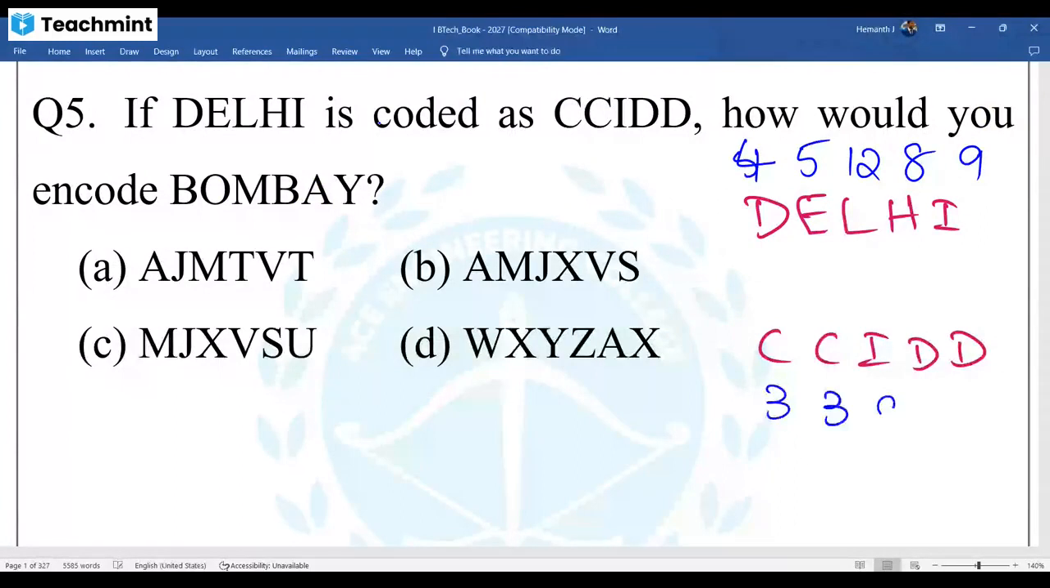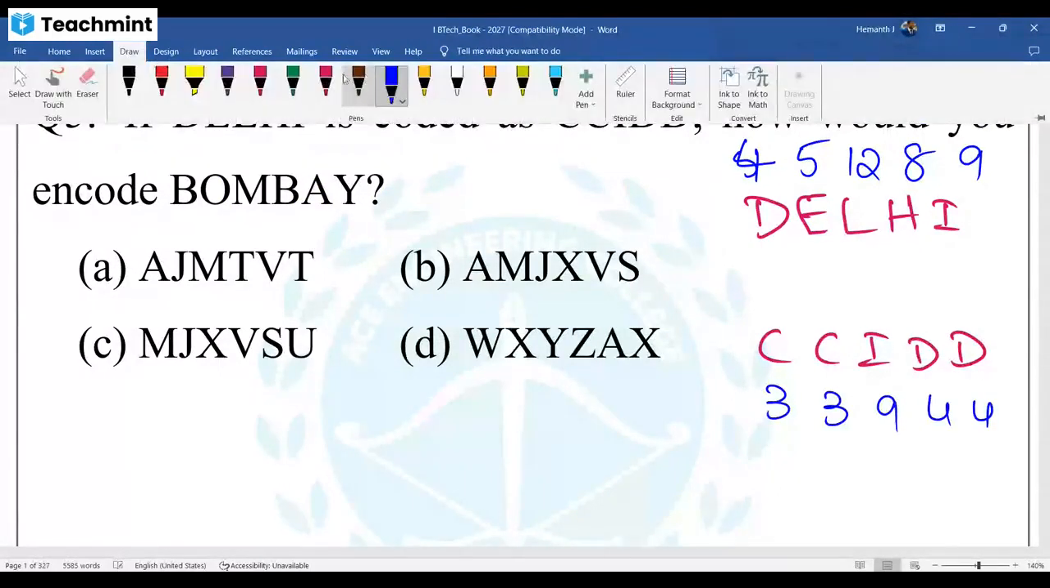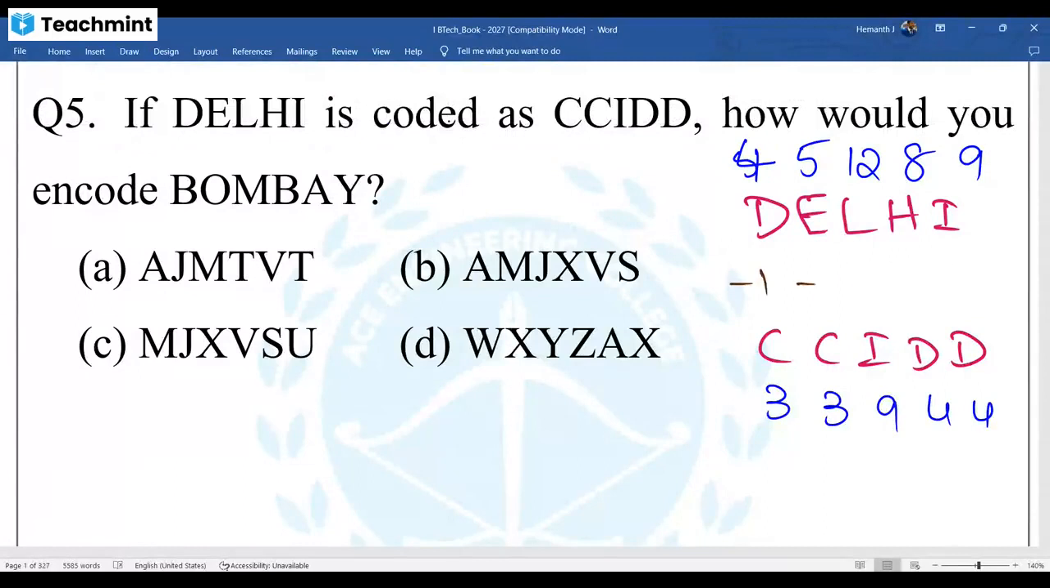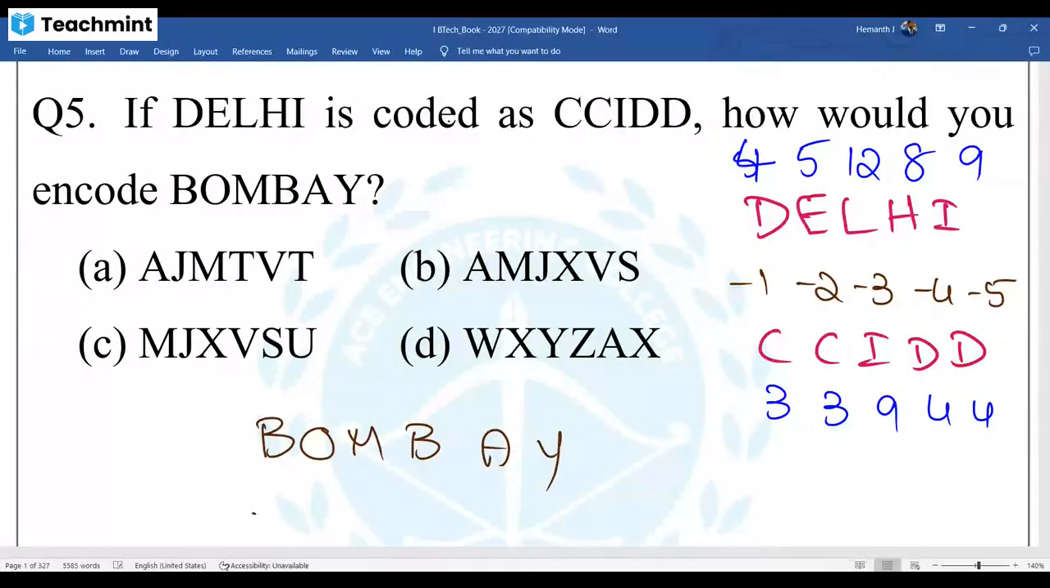If you observe, as many of you have given the logic, it's minus 1, minus 2, minus 3, minus 4, minus 5. Very good. Here D value 4 minus 1 is 3, E value 5 minus 2 is 3, L value 12 minus 3 is 9, then minus 1, minus 2. But what is the question they're asking? Bombay is coded as what? If you extend that logic: minus 1, minus 2, minus 3, minus 4, minus 5, minus 6.